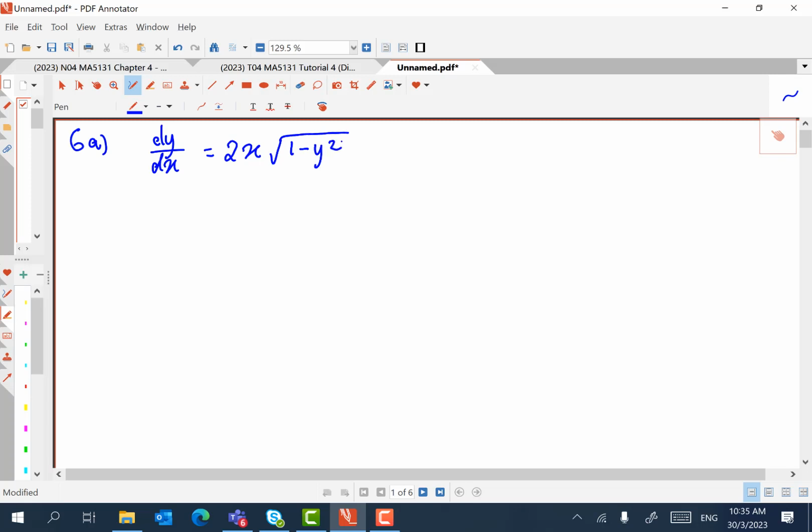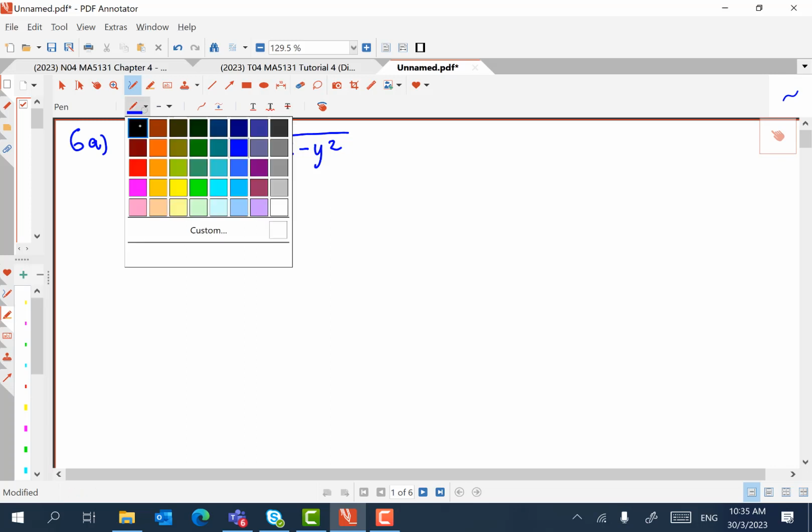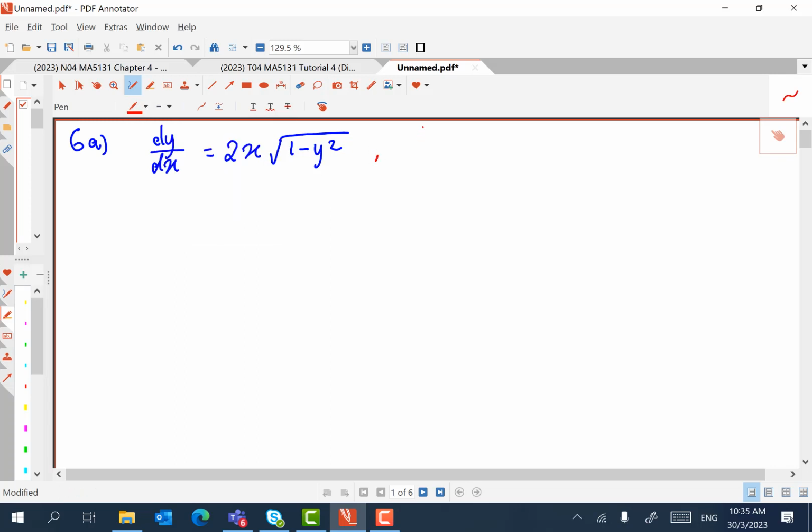The moment a question is like that, right away there's an implied condition about y. The implied condition is that y is between -1 and 1. It's an implied condition because of the presence of the square root. So to solve for the general solution, the first thing you do is break into two parts.